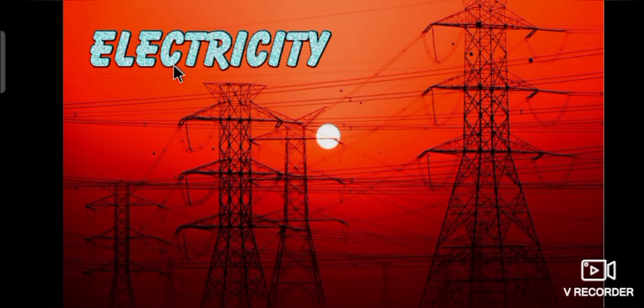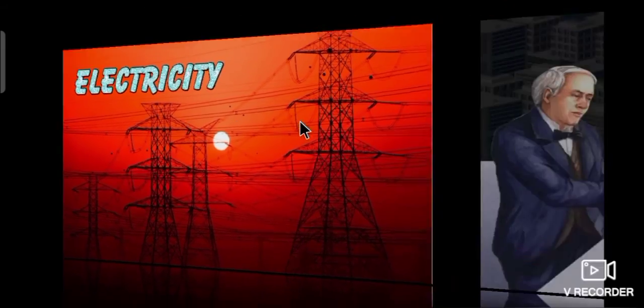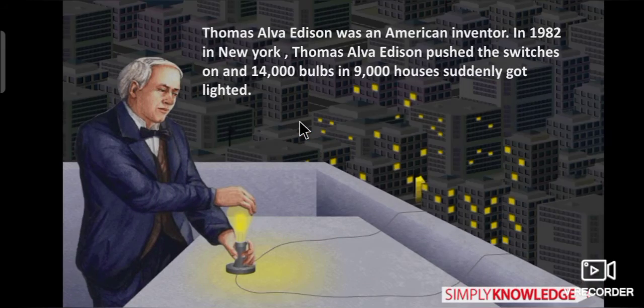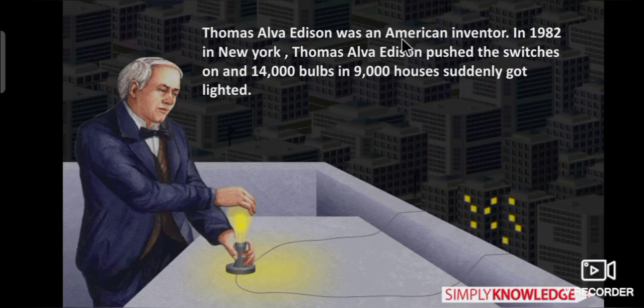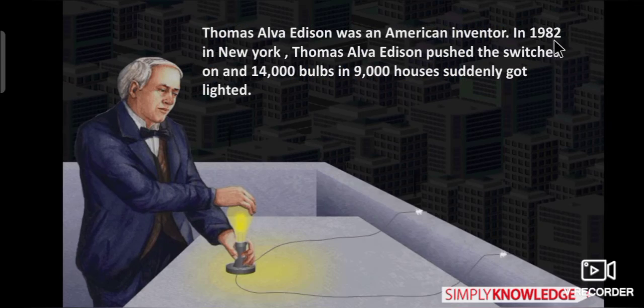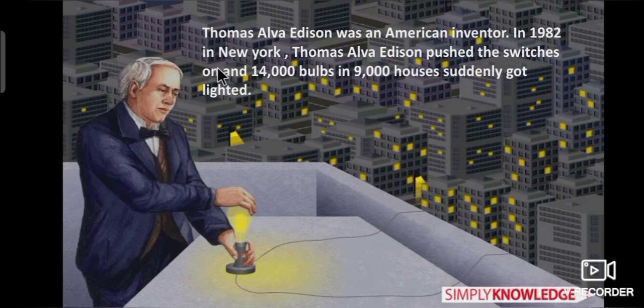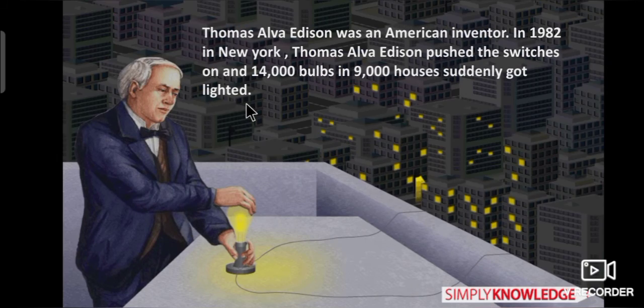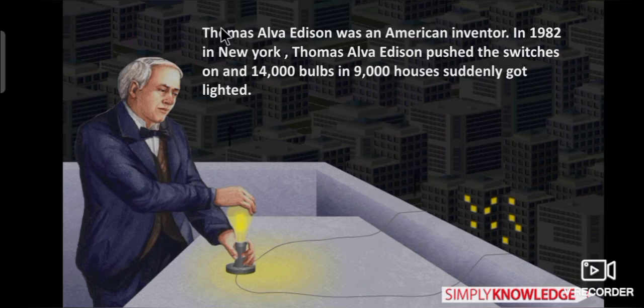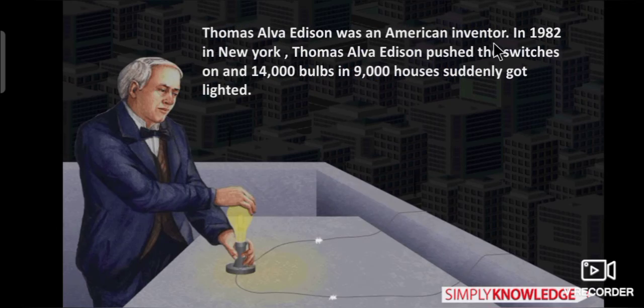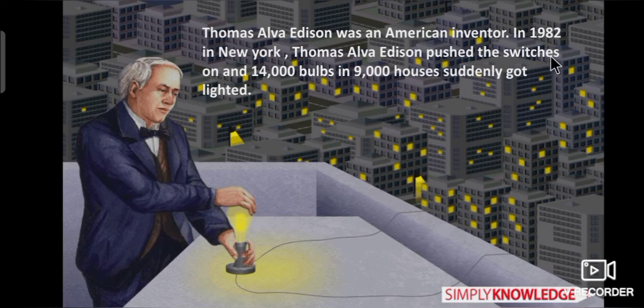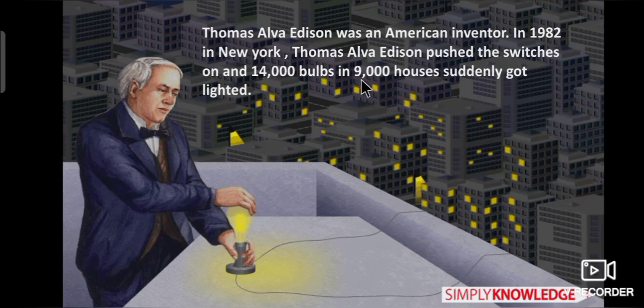Now we will study about electricity. Do you know, children? Thomas Alva Edison was an American inventor. In 1882 in New York, Thomas Alva Edison pushed the switches on and 14,000 bulbs in 9,000 houses suddenly got lighted. Once again I repeat, Thomas Alva Edison was an American inventor, and his switches lighted 14,000 bulbs in 9,000 houses.